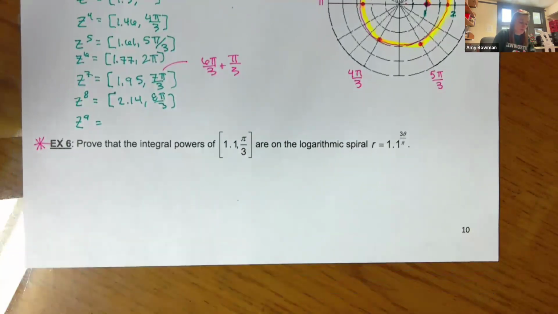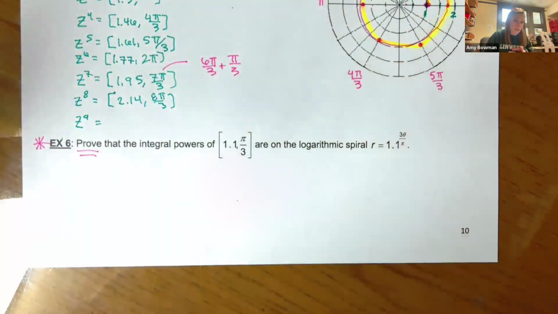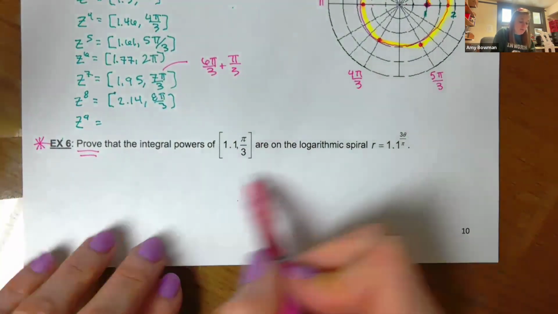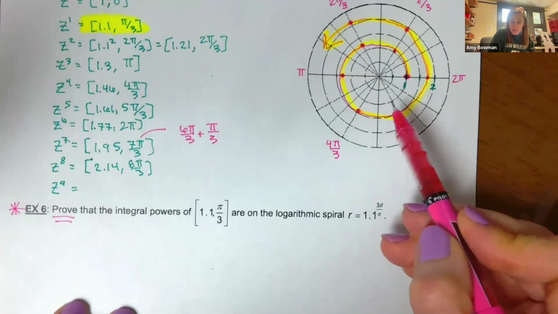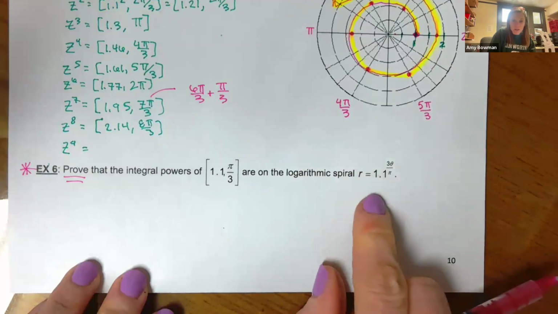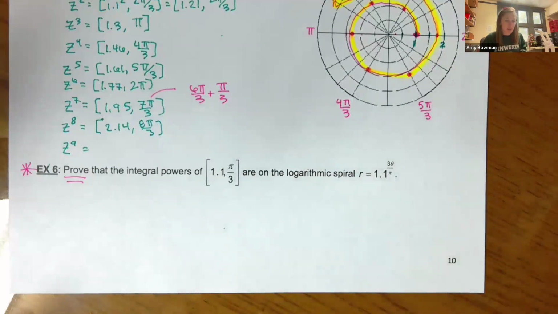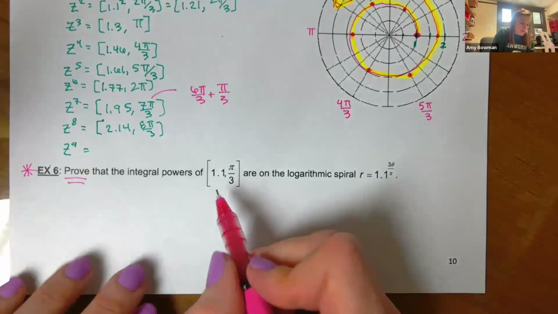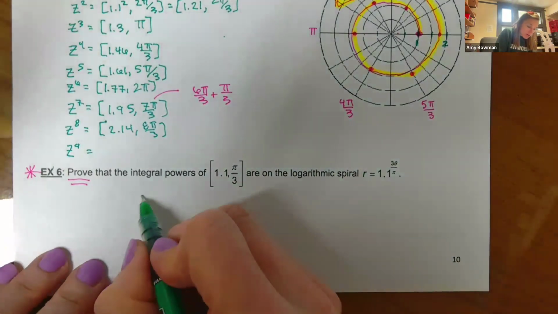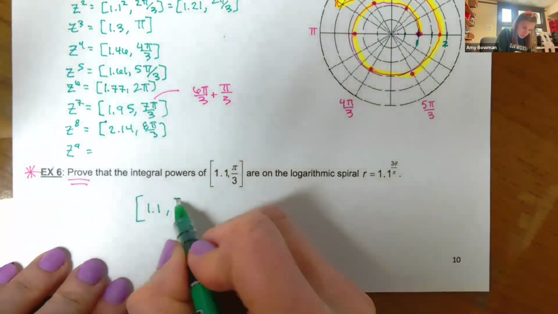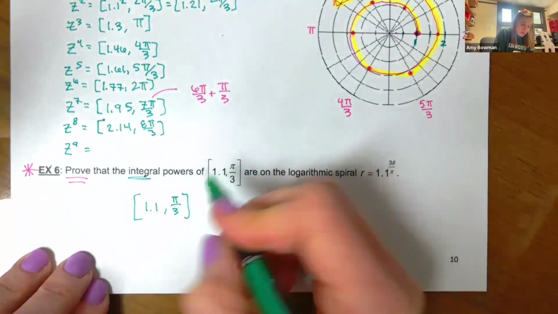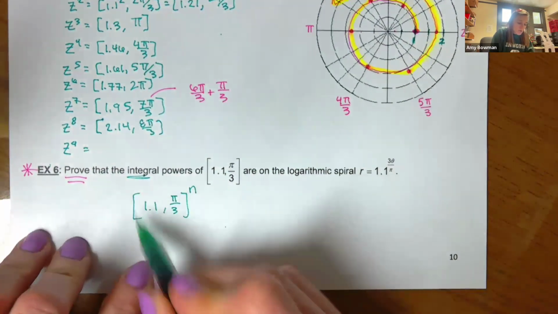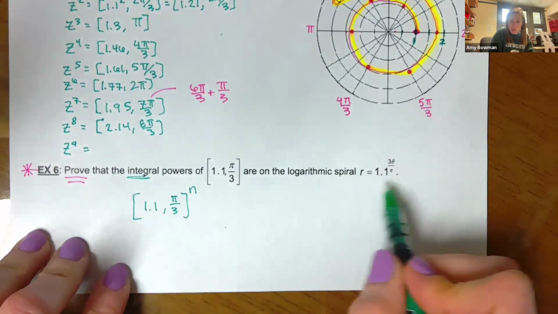So we want to prove, which means show, convince the reader that all of the powers of this number are on this logarithmic spiral given by this equation. This is actually, while it seems intimidating, basic substitution. So if this number 1.1 comma pi thirds, we want to show that integral powers, that just means integer powers, so raised to the nth, we want to show the result of that is this equation, R.